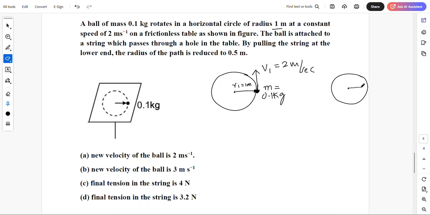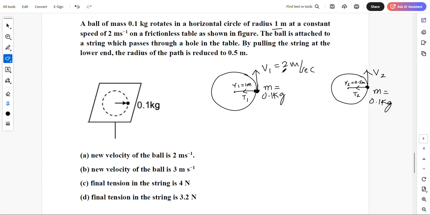0.5. But mass is the same. How much? Mass is 0.1 kg. Let me call this V2. And then how much is R2 equal to? R2 got reduced to 0.5 meter. Now there is a tension in the string. This is the initial tension T1 and this is the final tension T2.